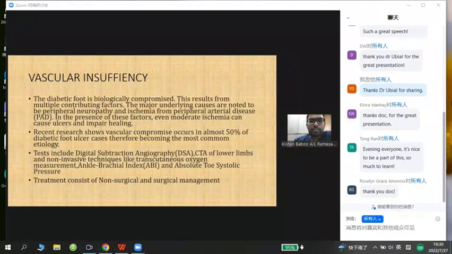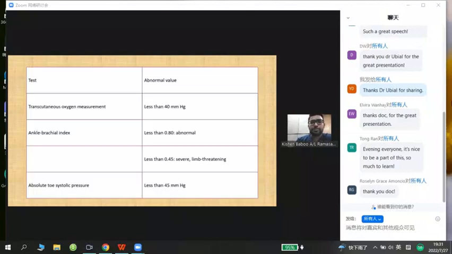Tests include digital subtraction angiography, CTA, and non-invasive oxygen measurements. The most commonly available and easiest one is always your ABPI, or your ankle-brachial pressure index. It's not too accurate, but in a small center or a busy center, it gives you an idea of how good the patient's circulation is. Treatment for vascular insufficiency can consist of non-surgical and surgical management.